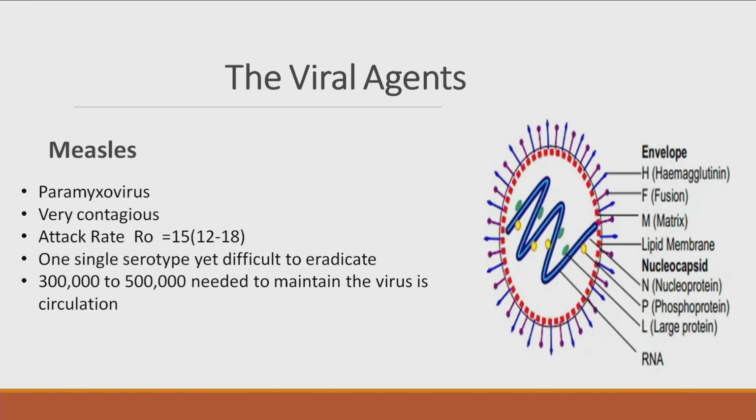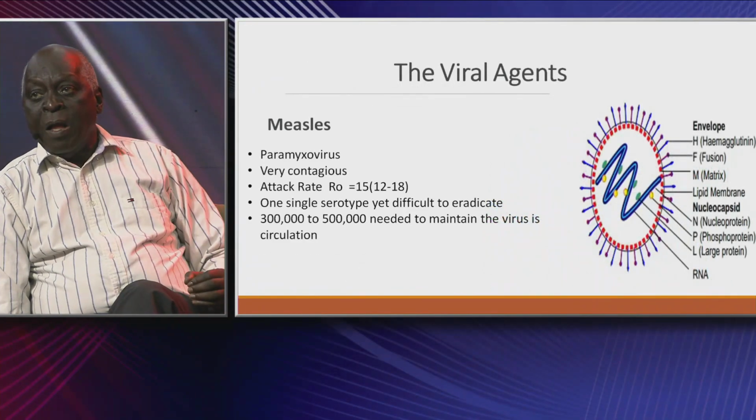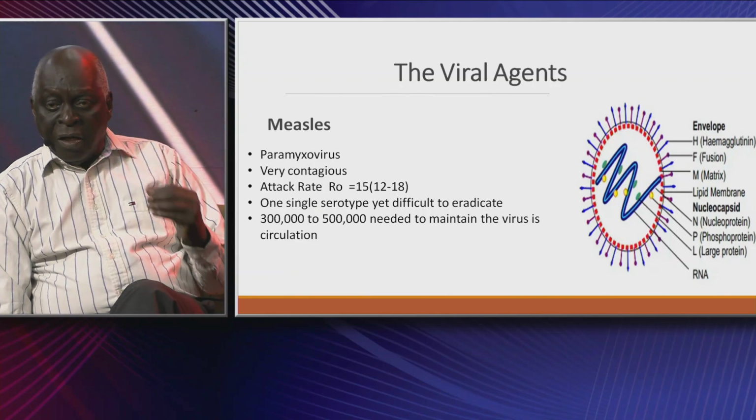This is why it is a bit difficult to eradicate. Between 300,000 to 500,000 people are needed to maintain the virus in a population, even with a very good vaccine. The measles vaccine will cover about 95% of those immunized. But the remaining 5%, over the years, always accumulate and keep the virus in circulation.